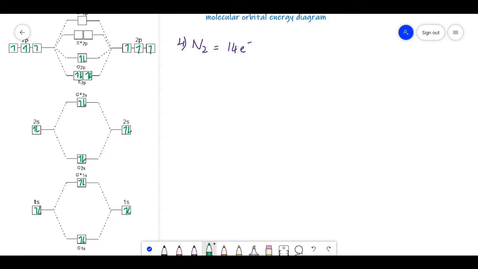Now if you want to calculate bond order in the same way, bond order is equal to bonding electrons minus anti-bonding electrons, by 2. Bonding electrons are 10 and anti-bonding electrons are 4, so 6 by 2 is equal to 3. So the bond order is 3 and there are no unpaired electrons. So the N2 molecule is a diamagnetic substance.